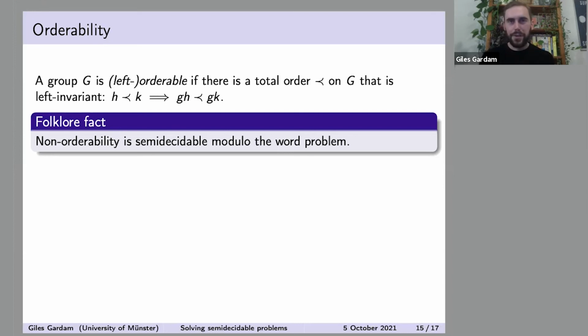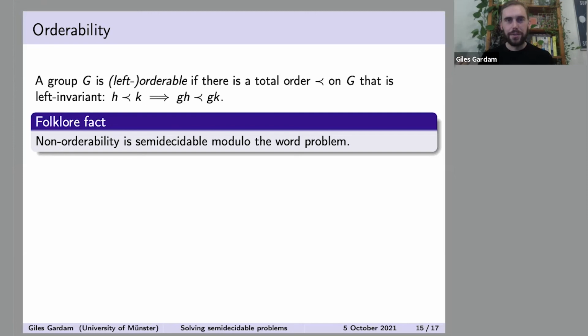So, a sort of folklore fact, I think probably a lot of people knew this, certainly not quite this statement, but the spirit of it is in a paper of Nathan Dunfield: non-orderability is semi-decidable modulo the word problem. So if you give me a group which is not orderable and an oracle that will solve its word problem for me, eventually I'll be able to produce a proof that that group is not orderable. Okay, so why is that?